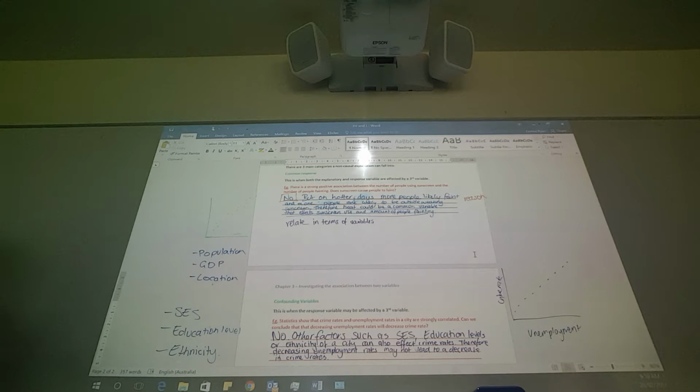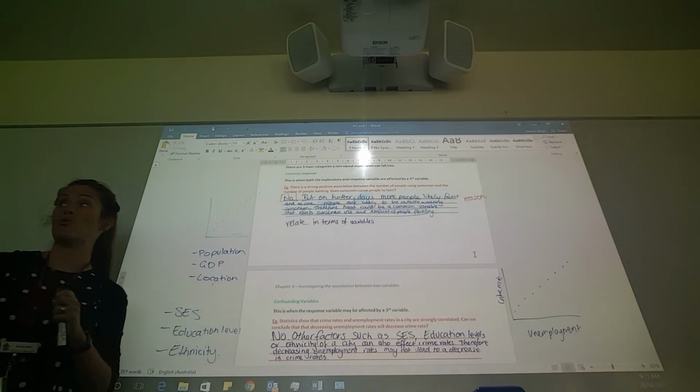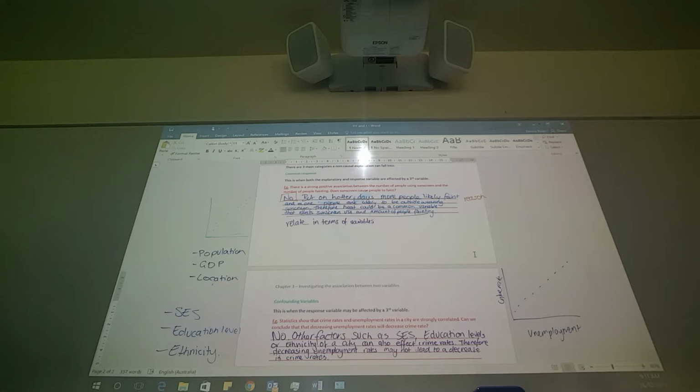So we're not saying that there isn't a relationship there, because unemployment probably does lead to more crime, but we're saying it's not the only thing that leads to more crime.